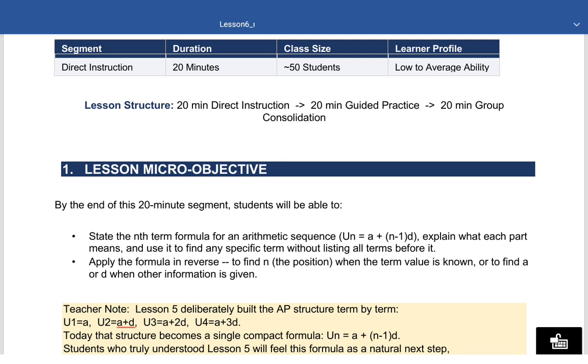Now, what is our n? We're looking for the position. So we don't have n, but we have the value for the nth position. The Un is 52. So we put the values in like this.